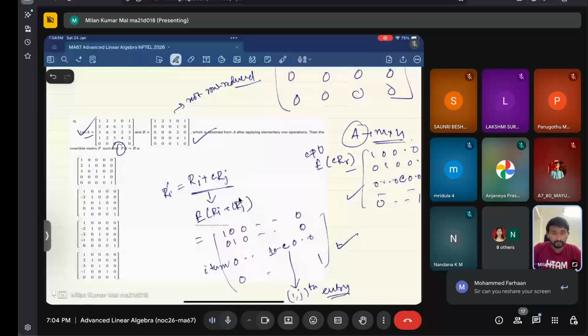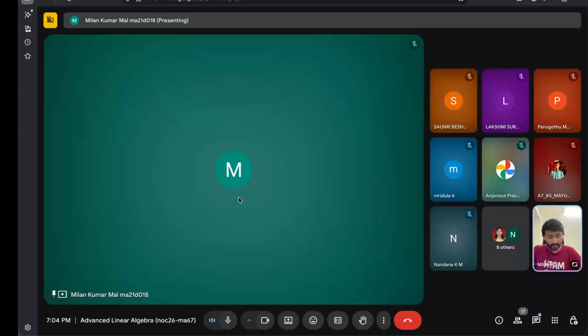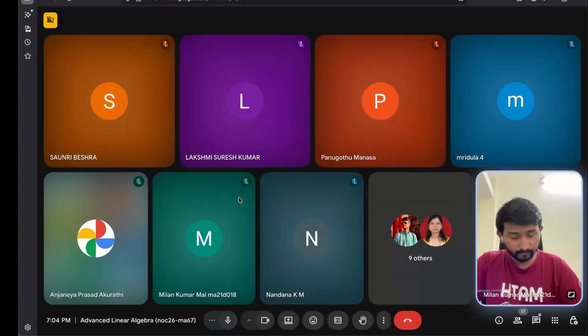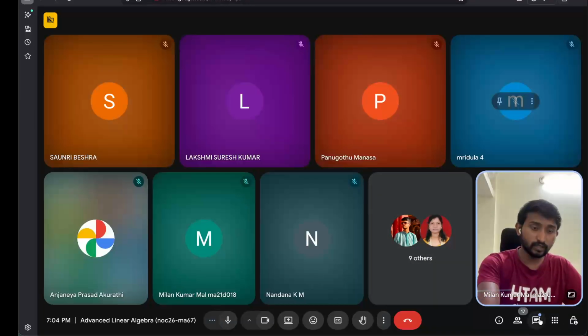Oh, okay, is there any, okay, let me reset. I think it's not clearly visible. Is it not clearly visible? Yeah, maybe my network is the issue, so that can also happen.